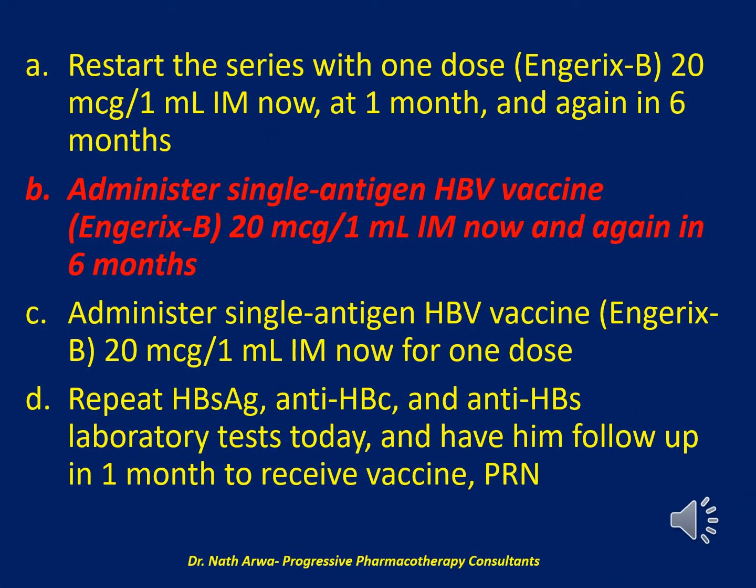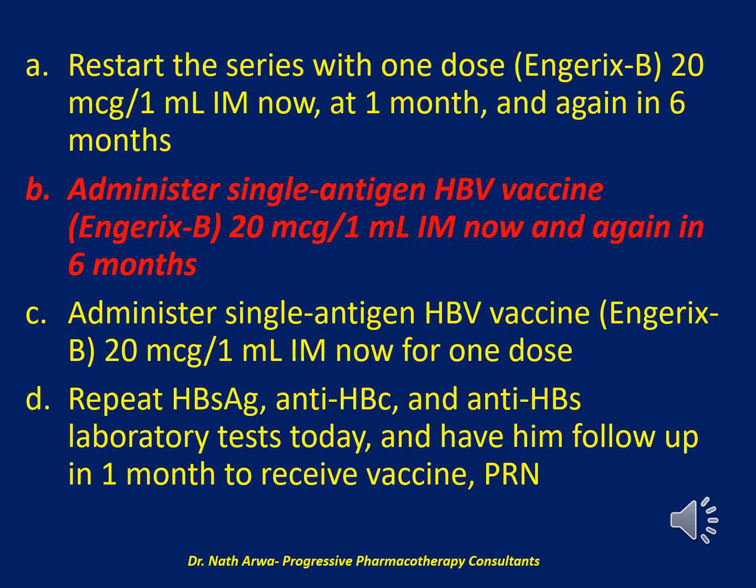And the correct answer is B. Administer single antigen HBV vaccine, Engerix-B, 20 mcg per 1 ml IM now and again in 6 months. Answer B is best because the patient has received only 1 dose of HBV vaccine. The second dose should be administered as soon as possible, and the third dose can be administered in 6 months.